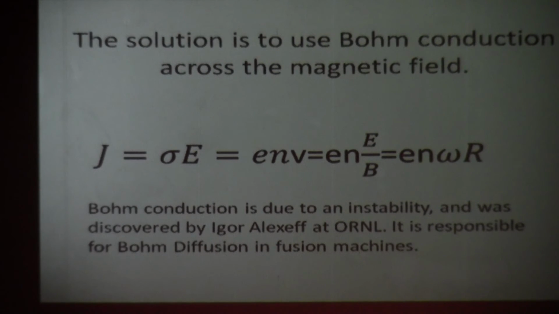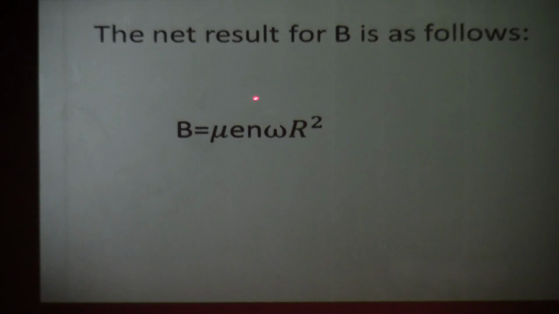All right, let's go ahead. Next slide. The net result for the magnetic field is as follows. The magnetic field is no longer ambiguous. It's given by mu naught, E, n sub e, the electron density, omega r squared. So this is the net result for the magnetic field. Next slide.